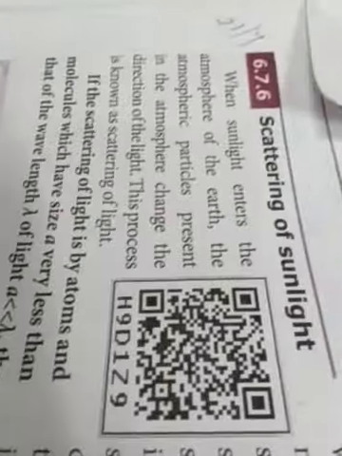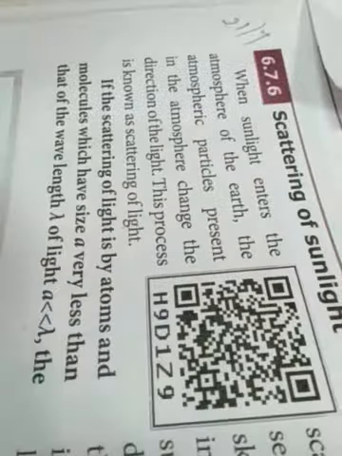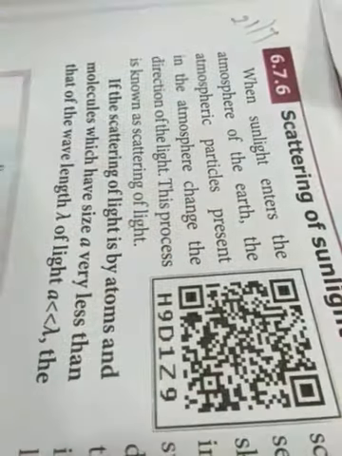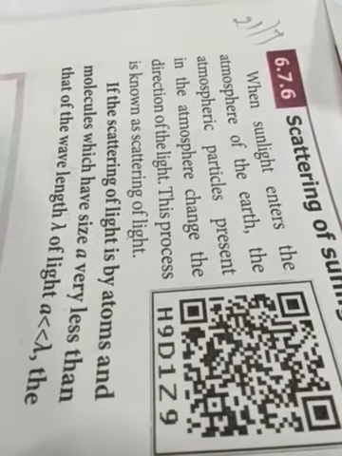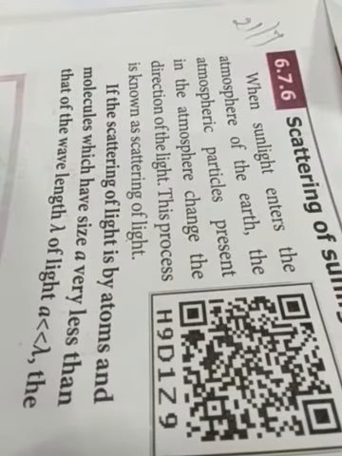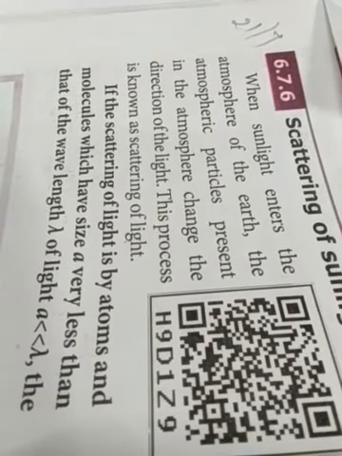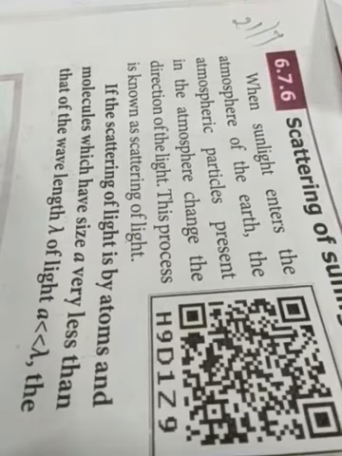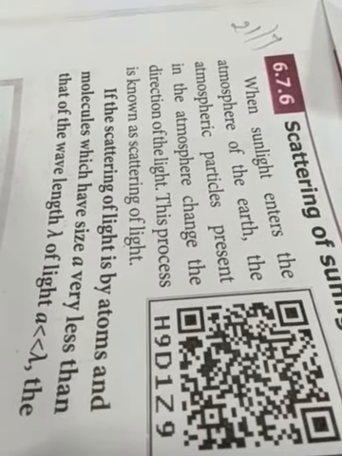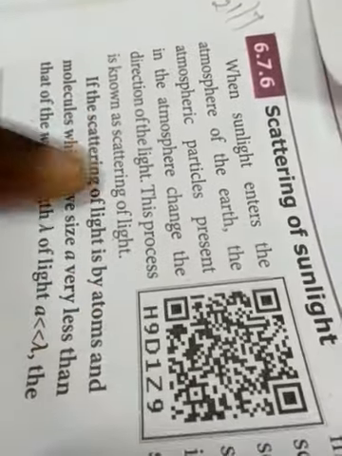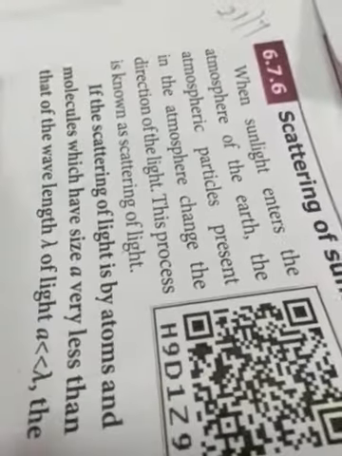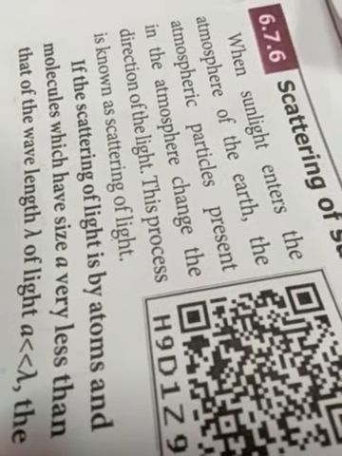Okay, next point, we are discussing the scattering of sunlight. When the sunlight enters the atmosphere of the earth, the particles present in the atmosphere change the direction of the light rays. This process is known as the scattering of light.